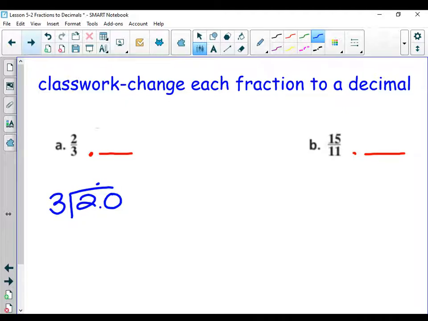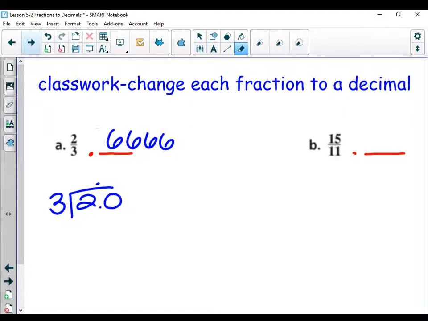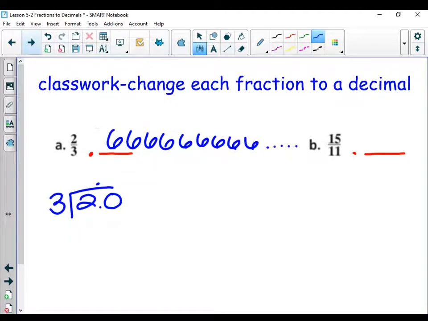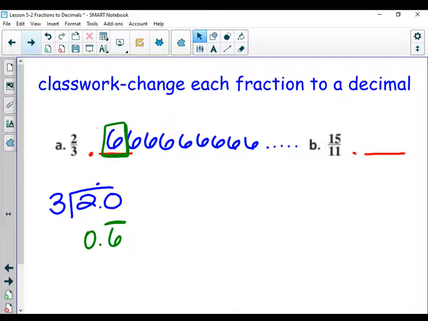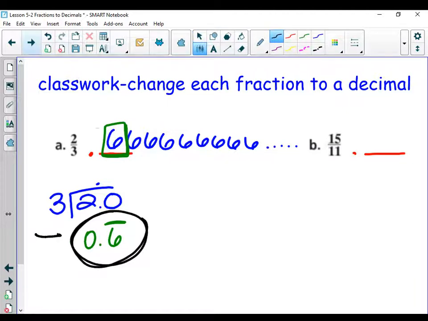Please do not do this. First of all, I know you cheated and used a calculator, because you don't actually get a 7 when you divide this. You get a repeating decimal. What block of digits repeats? Just a 6. So 0.6 repeating should be my answer.